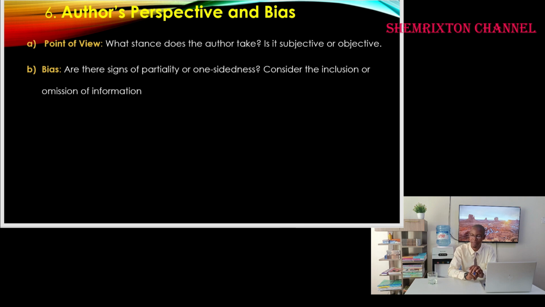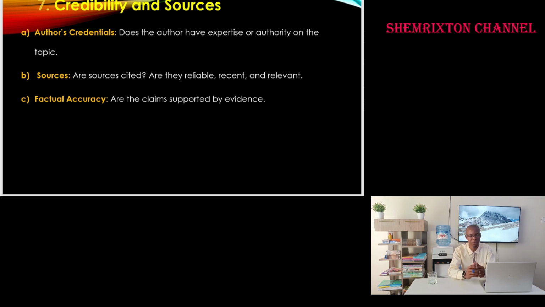Credibility is the 7th point on the next slide. Credibility and sources. So identify the author's credentials. Ask yourself, does the author have expertise or authority on the topic? How does the author bring his ideas? Do we have the use of authoritative language? Do we have some explanations? Do we have facts? You need to identify them.